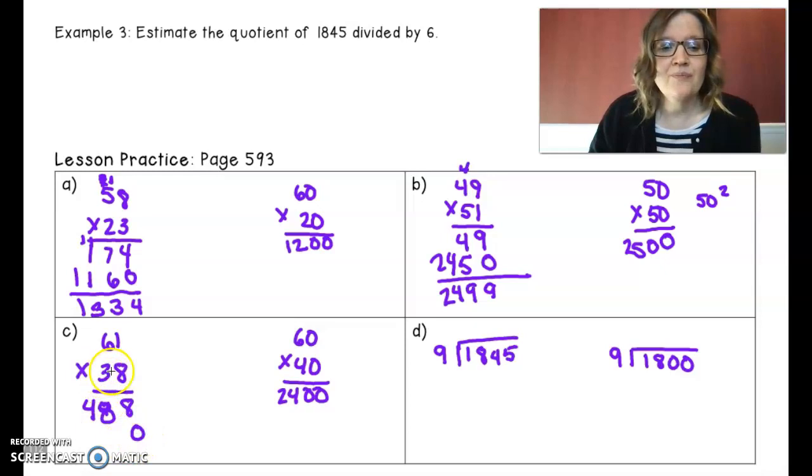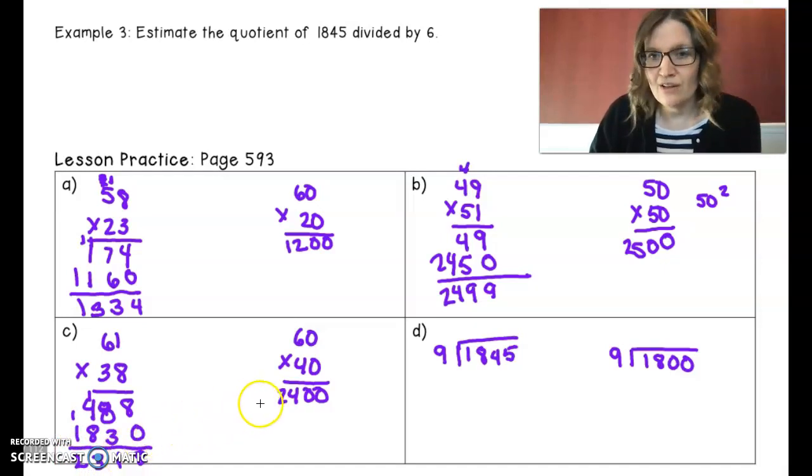Now I put my 0. 3 times 1 is 3. 3 times 6 is 18. Now let's try this. Adding 8. 8 plus 3 is 11. Carry. 4 plus 3 is 12. Plus 1 is 13. Carry. So 2,314, fairly close to 2,400.